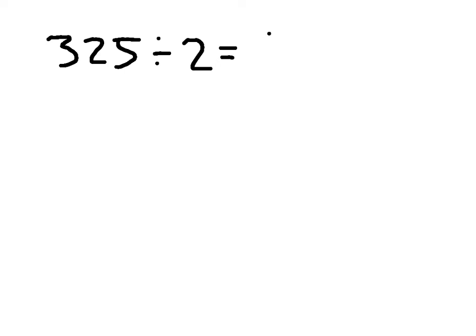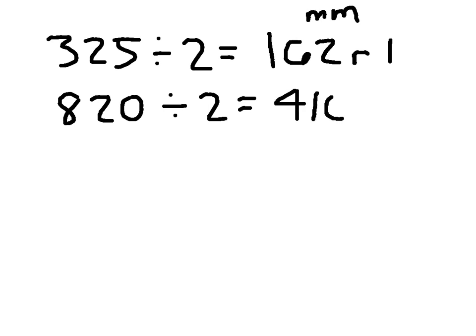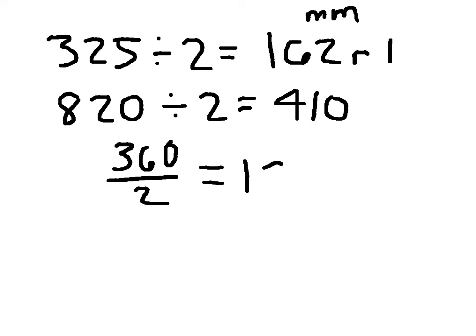Again, using mental math, you might be able to look at this and say, okay, well, that's just 162 with a remainder of 1. We had 820 divided by 2. Again, you might be able to just look at this and say, okay, well, half of 820 is 410. Wrote it a little different way here. 360 halves. Oh, that's just 360 divided by 2. And I know the answer to that is, you're thinking it? Were you thinking 180?